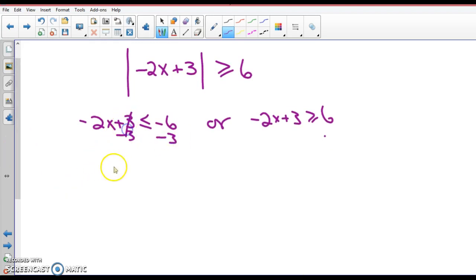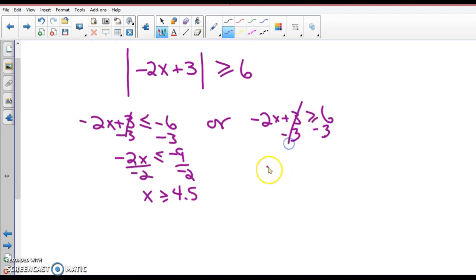Subtract 3. So I'm going to have negative 2x. I could have made this so it worked out evenly, but whatever. Negative 9. Divide both sides by negative 2. What happens when I divide by a negative? Switch. So if I multiply or divide by a negative, I need to switch the inequality. So I'm going to have x is greater than or equal to, what is that, 4.5? It's going to be positive, because a negative divided by negative is positive. Okay, over here, let's subtract 3 from both sides. So I'm going to have negative 2x is greater than or equal to 3. I'm going to divide by negative 2. I'm going to have x is, switch this, less than or equal to negative 1.5.